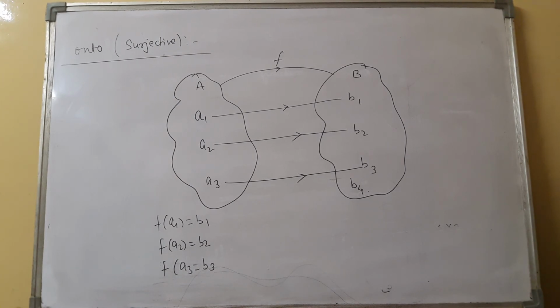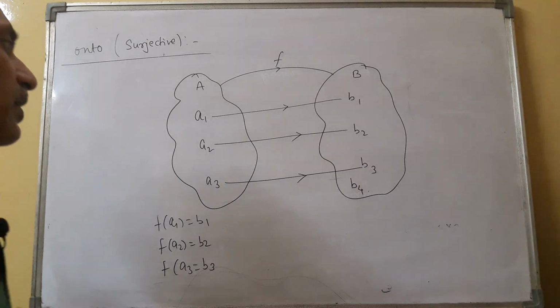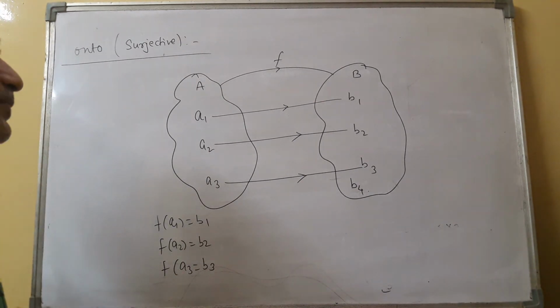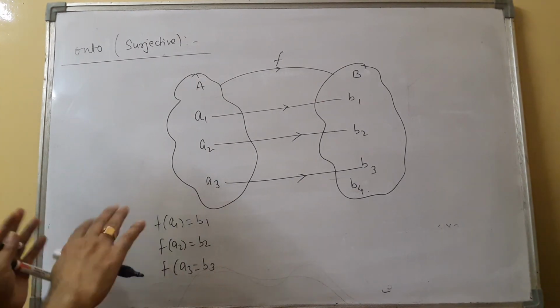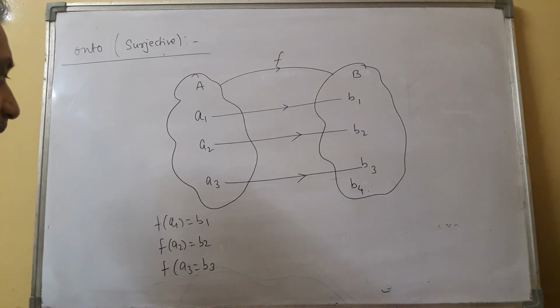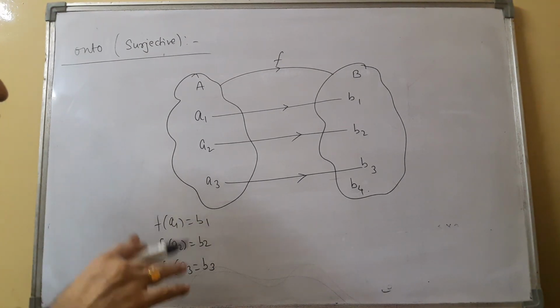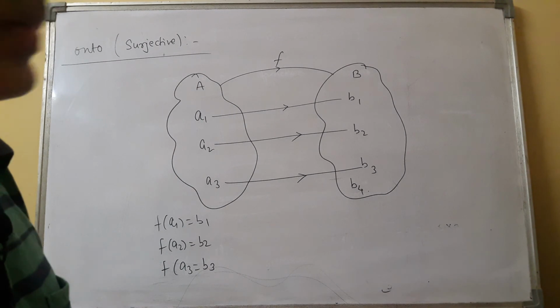Now in the next video I will talk about how many different types of onto functions from set A to B can be formed, and then one-one onto, and about bijective function.